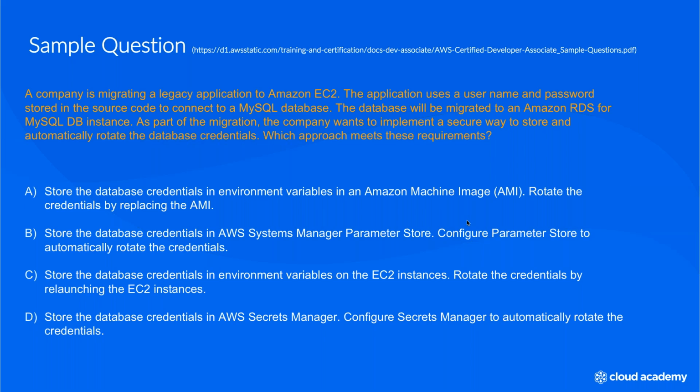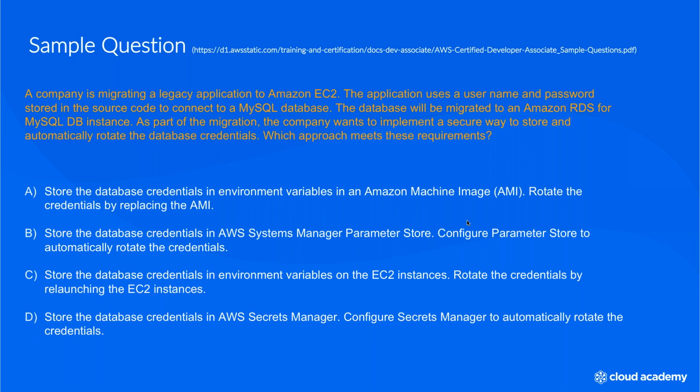It doesn't follow security best practice and doesn't offer an easy way of rotation. So I'd say no to that. So B, store the database credentials in AWS Systems Manager Parameter Store and configure Parameter Store to automatically rotate the credentials. Now, although AWS Systems Manager Parameter Store can be used to store configuration data or parameter values and even secrets, it can't be used to perform automatic rotation of your secrets. So this is out too, as one of the requirements in the question is to automatically perform that rotation.